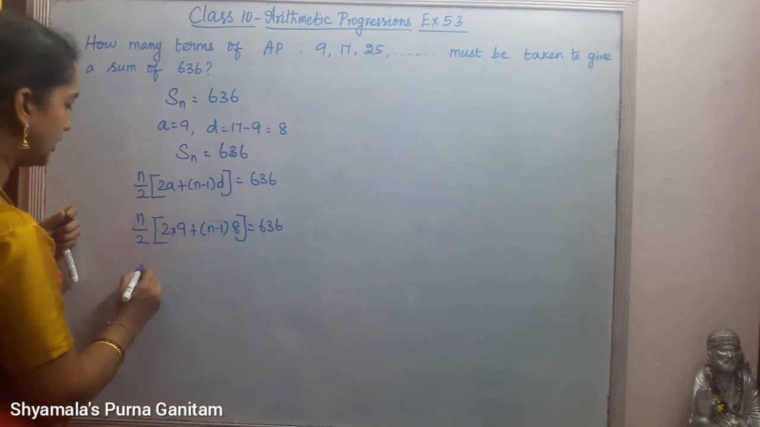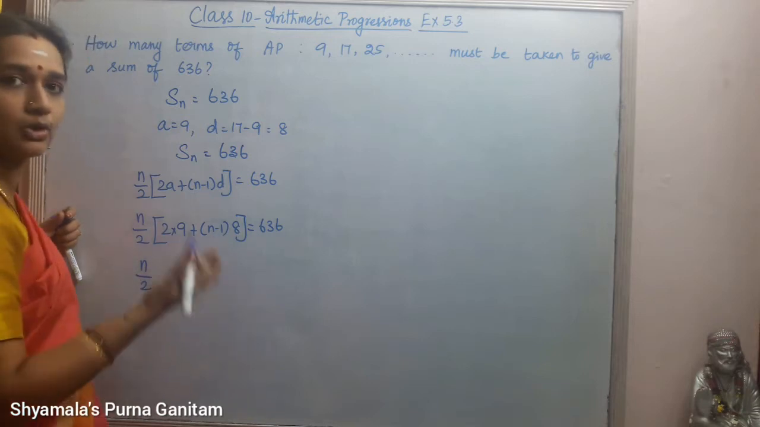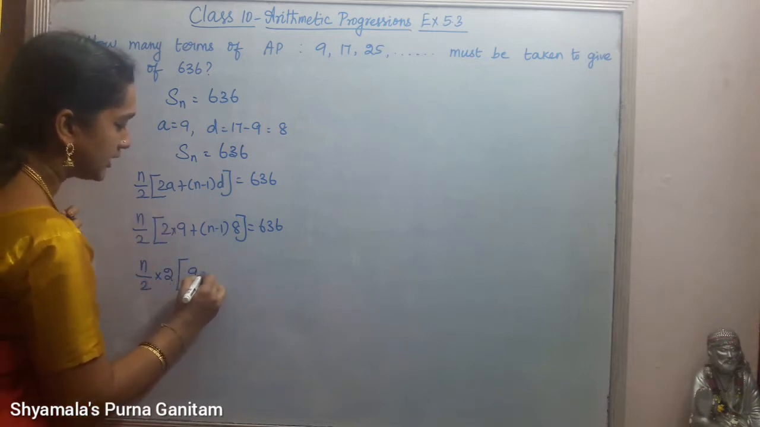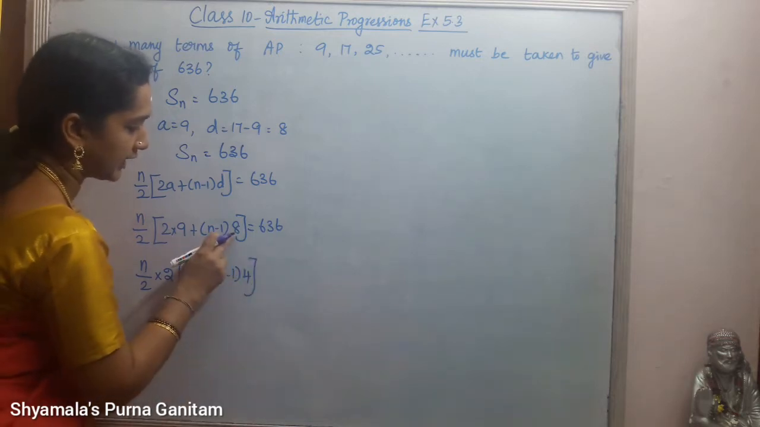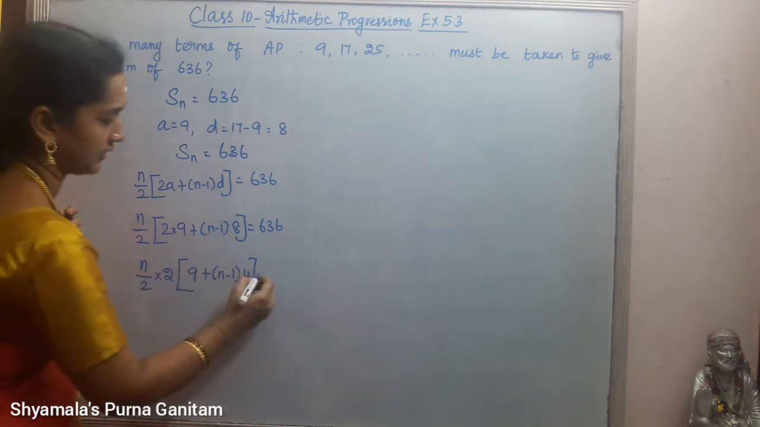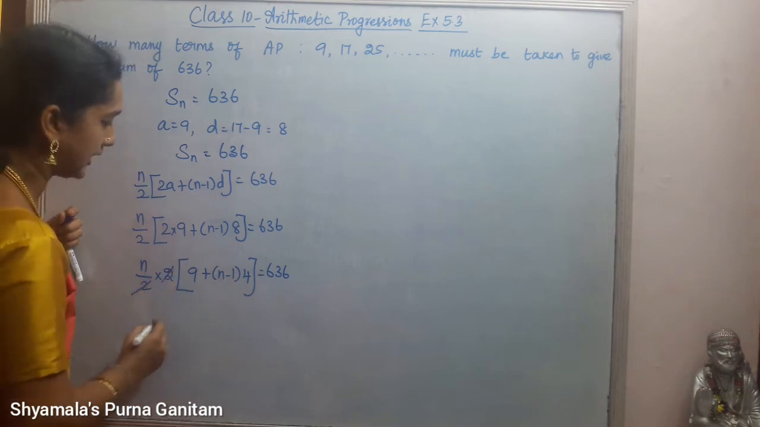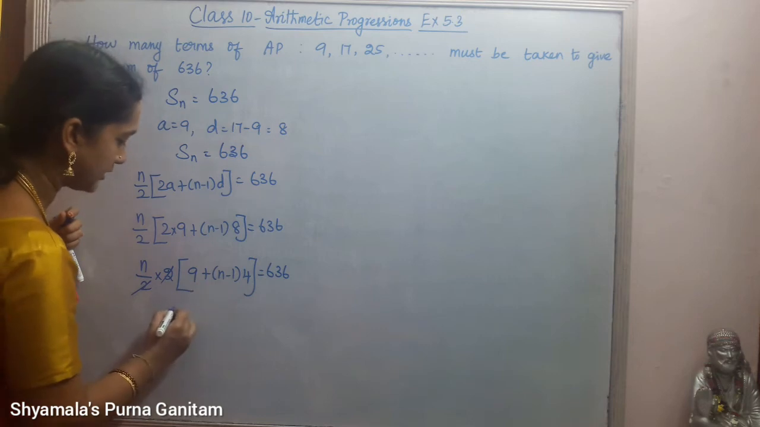Okay, so now here n by 2 is there. In both the terms we can take 2 common out. So the balance will be 9 plus n minus 1 into 4. Since we have taken the 2 factor out, the remaining thing here is equal to 636. So the 2 will get cancelled. Now we will multiply this n inside the bracket.